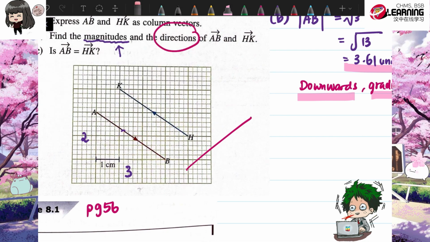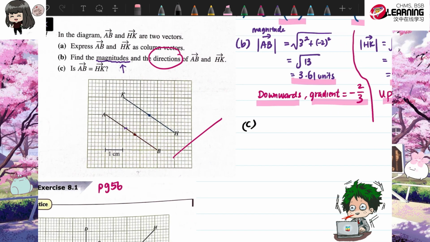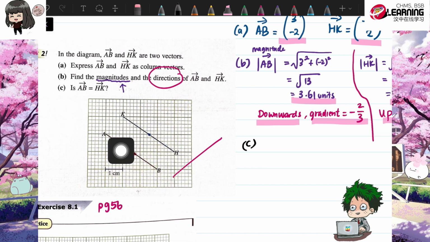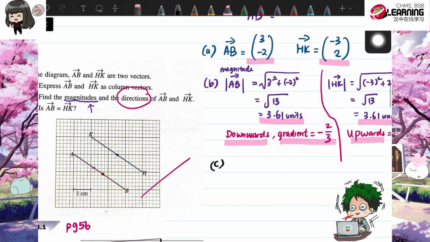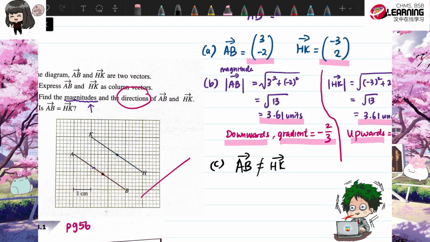Okay, so we have done part B. Now look at part C. Is AB vector equal to HK vector? Do they have the same vector? No, because you can see here the column vector is obviously shown that they are not the same. So AB is not the same vector as HK.